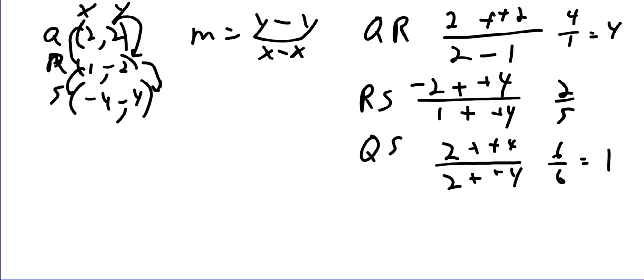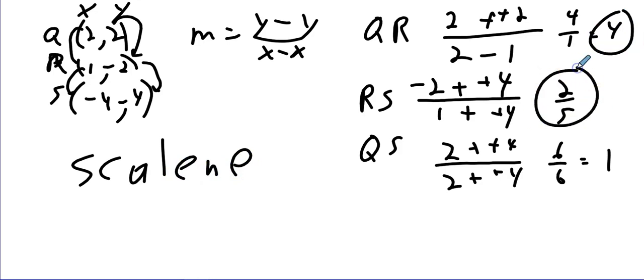So since we said that all three sides were not equal, we already said it's a scalene triangle. And if you look at the three slopes, for one thing, they're all positive. So we definitely can't have a right angle because we need one positive and one negative opposite reciprocal. So we would need like 4 and negative 1/4, or 2/5 and negative 5/2, or 1 and negative 1. So there's definitely no right angle.